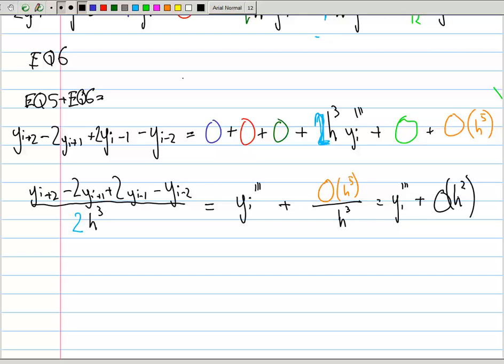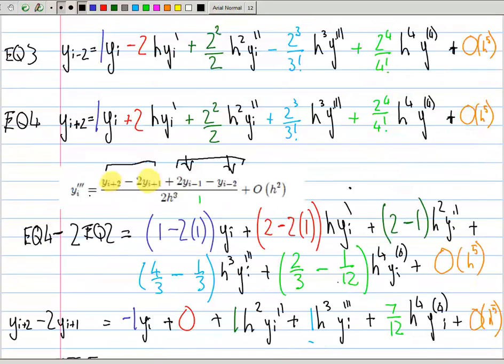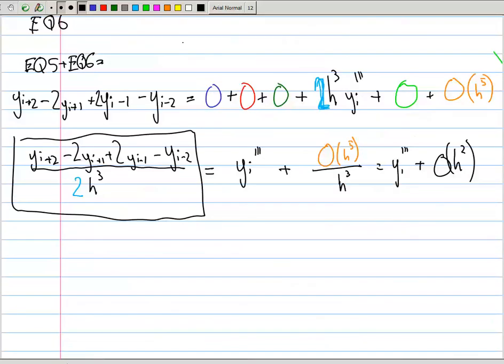Now we've got our term we want, we've got the error, and we've got over here the thing that we were trying to derive, as you can see here. Anyways, I hope that helped. I'm going to do an application question shortly.